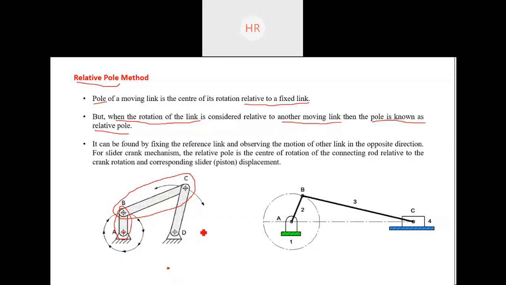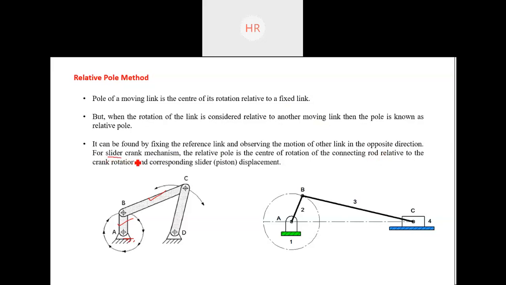Just like the definition of velocity: absolute velocity is with respect to ground or fixed link, and relative velocity is with respect to another velocity or another object. Just like that, pole is the center of rotation with respect to a fixed link, and relative pole is the center of rotation of a link with respect to another moving link. It can be found by fixing the reference link and observing the motion of other links. We will see how to get the location of the pole.